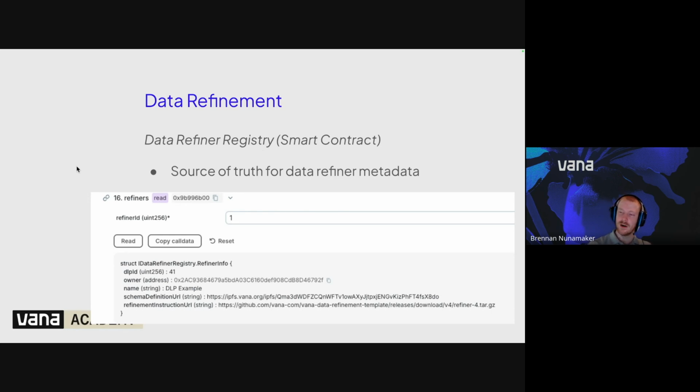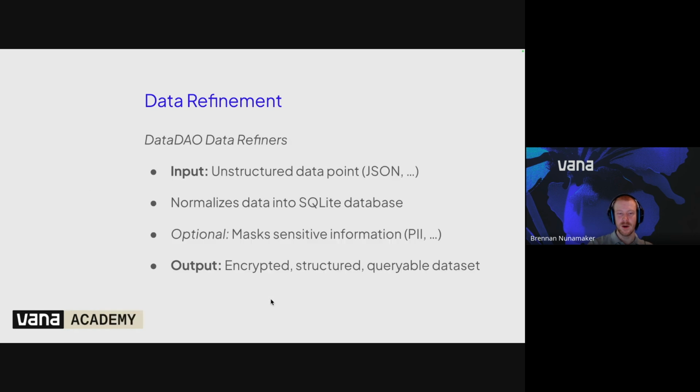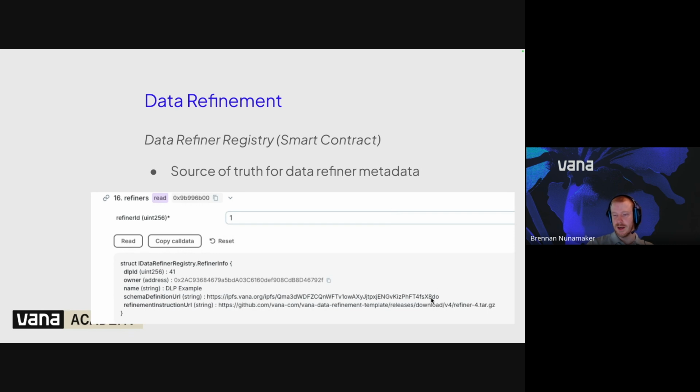So all refiners that are running in the Vana ecosystem should be registered in this smart contract. It serves as the source of truth whenever we need to look something up about it. Like if we need to look up the schema for a refiner, which is also essentially the schema of this SQLite database, then we would look it up on chain. The schema is stored in IPFS, just some binary data.